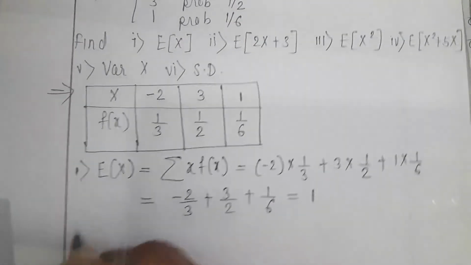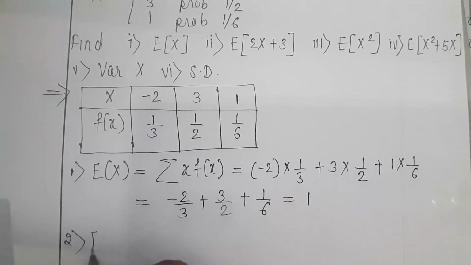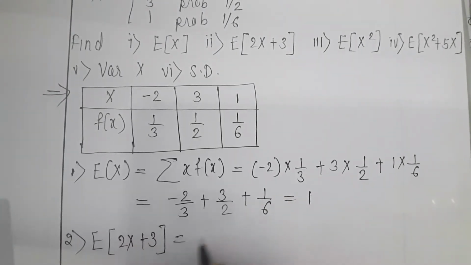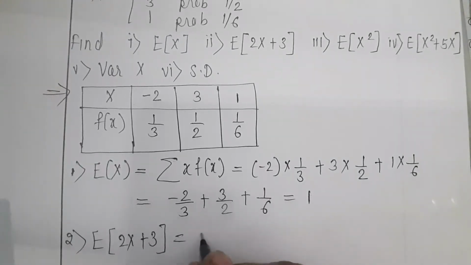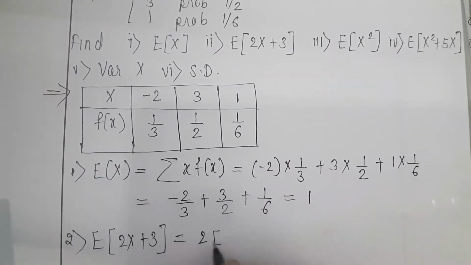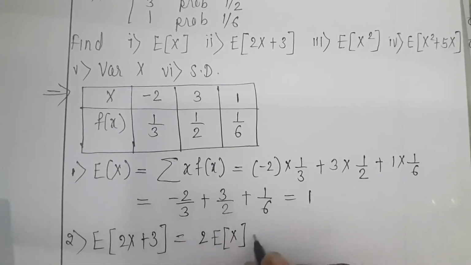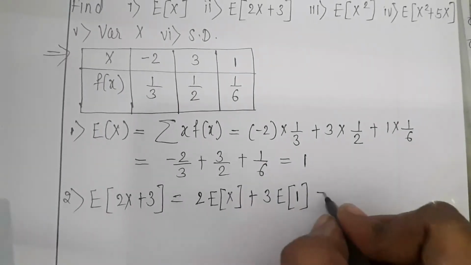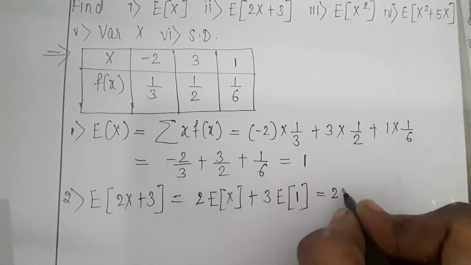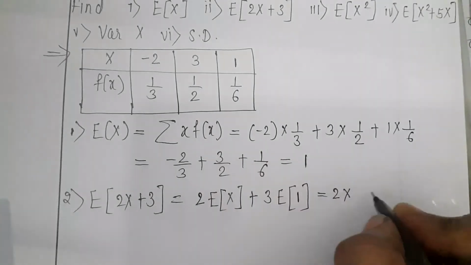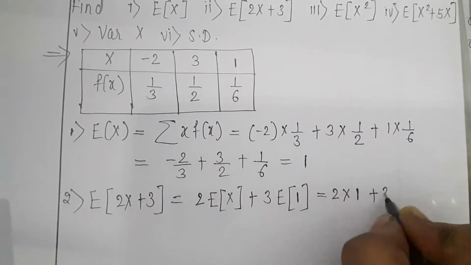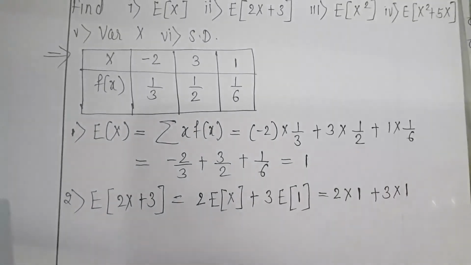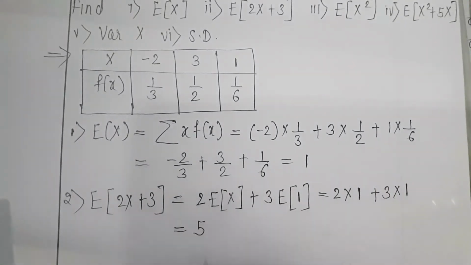Next, the second point we want is expectation of 2x plus 3. We separate it, taking the constant outside and operating E over the function x; the plus 3 outside is expectation of 1. What is expectation of 1? It is 1. So it is 2 multiplied by expectation of x, which we have already found out, it is 1, plus 3 multiplied by expectation of 1, which is 1. So it is equal to 5.